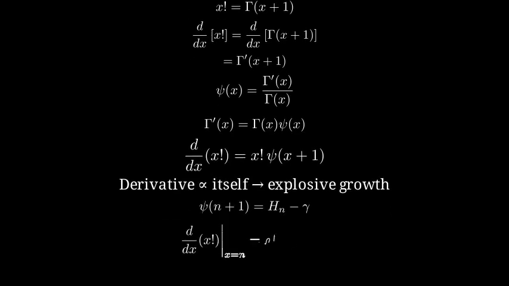Now, let's test the idea at integers. There is a beautiful identity, psi of n plus 1 equals H sub n minus gamma. Here H sub n is the nth harmonic number, and gamma is the Euler-Mascheroni constant. So the slope at integer n is n factorial times (H sub n minus gamma).